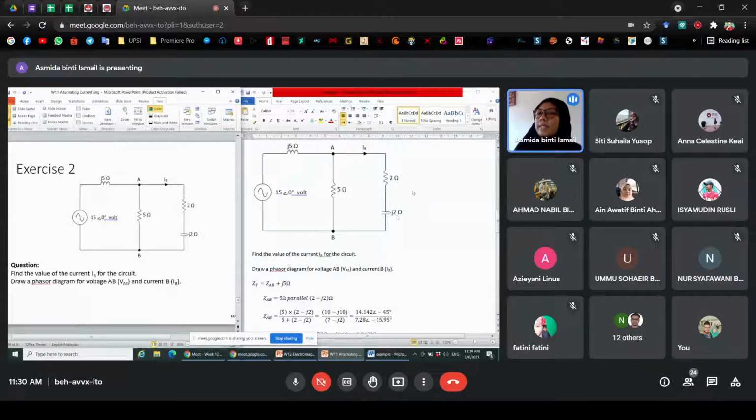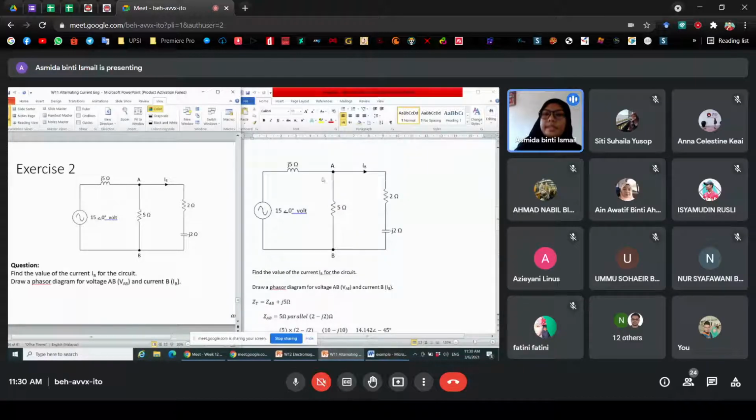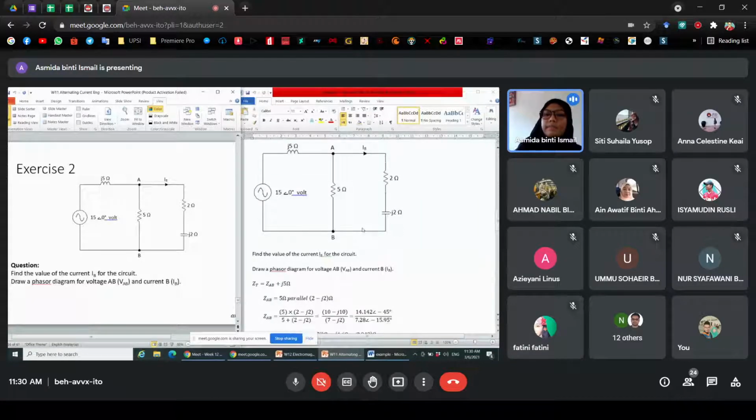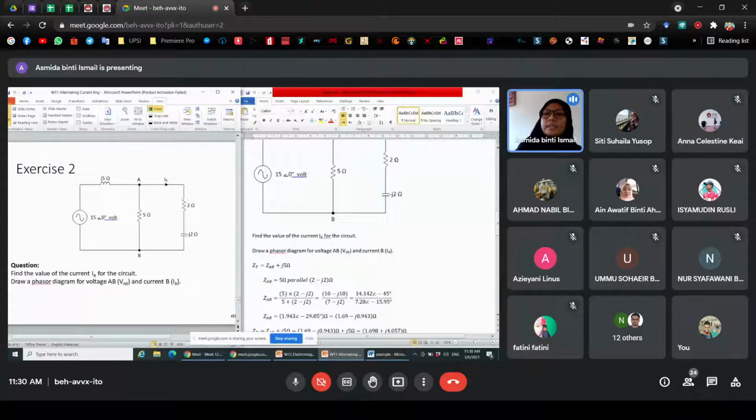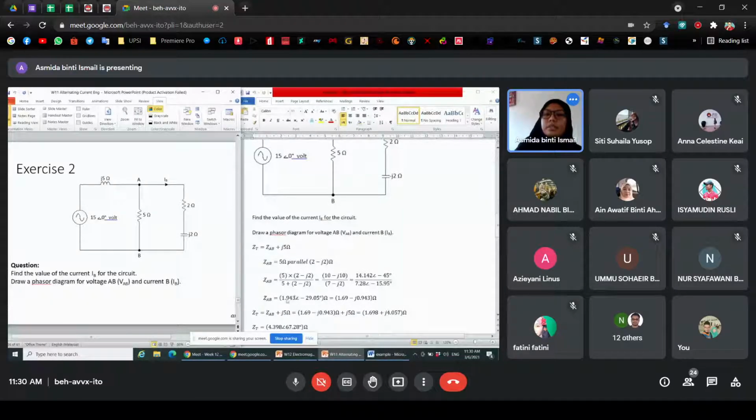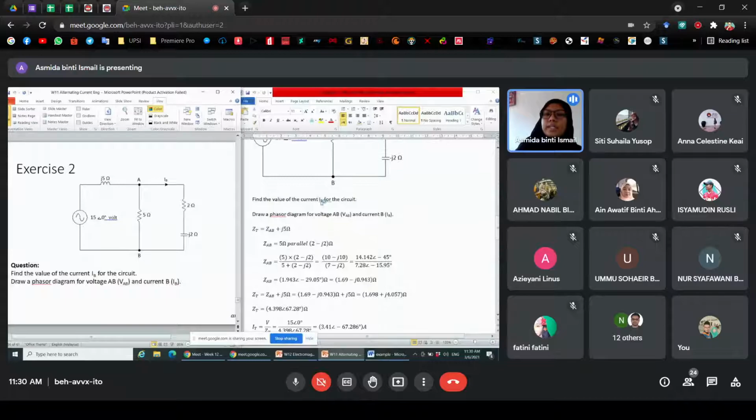So you need to combine these two first. You get the 2 minus J2 ohms. So this is the impedance for this part. And then ZAB is equal to the total impedance here, the 5 ohm parallel to this. So how to find the ZAB?